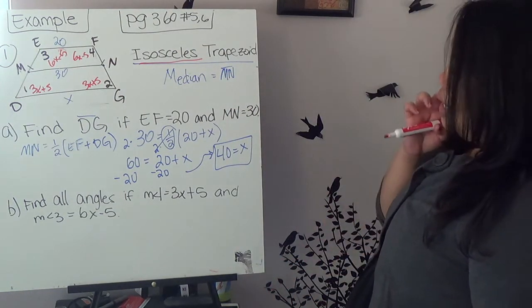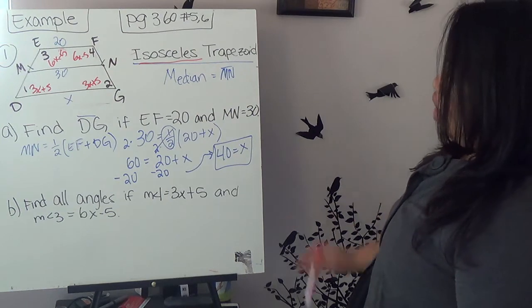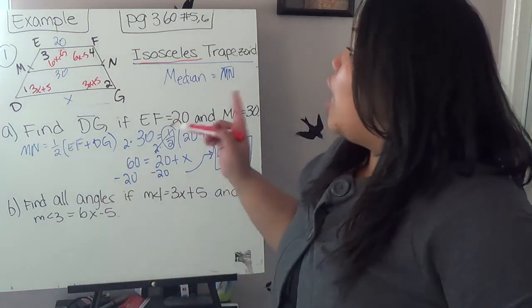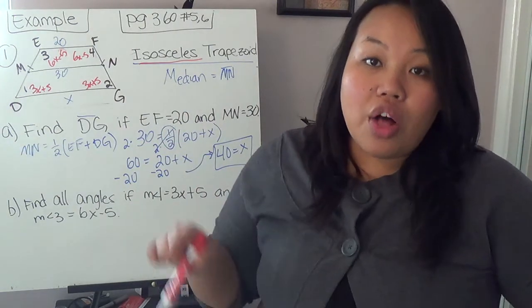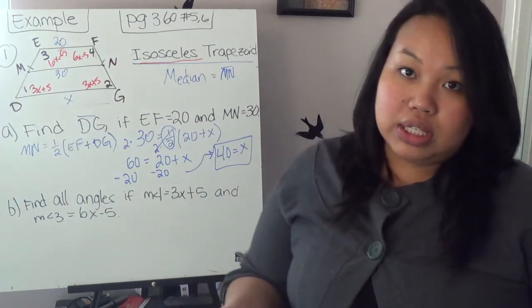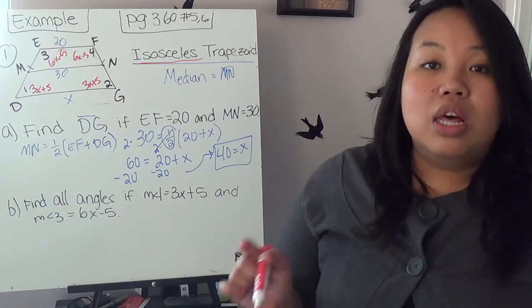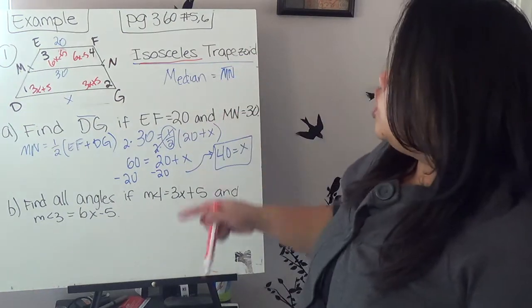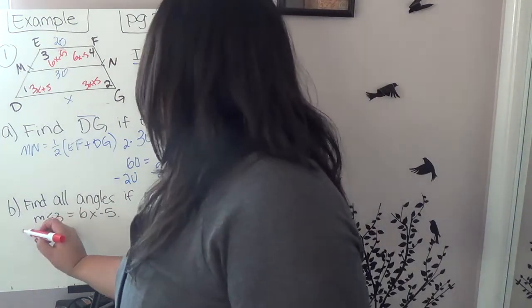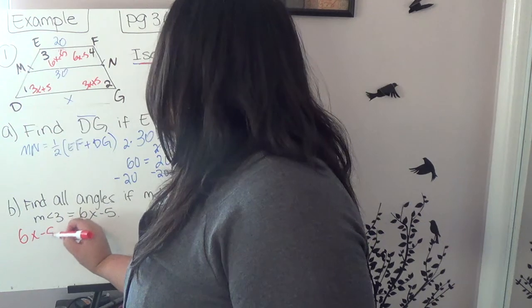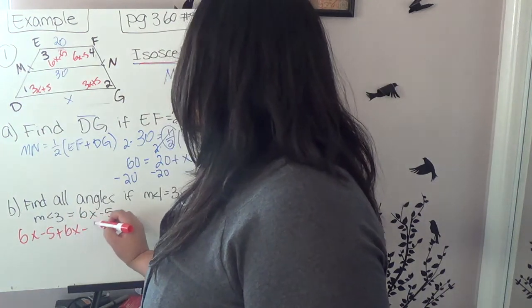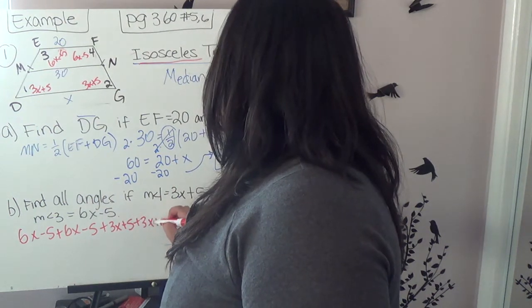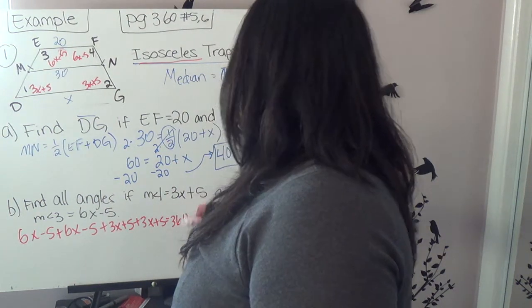But now I have to find out what each angle is. Before I do that, I need to find X. I know that in any quadrilateral, all the angles add up to 360, just like a triangle is 180. Remember that equation, 180 times (n minus 2)? So in a quadrilateral, it all adds up to 360. So I can add everything up: 6x minus 5 plus 6x minus 5 plus 3x plus 5 plus 3x plus 5 equals 360.